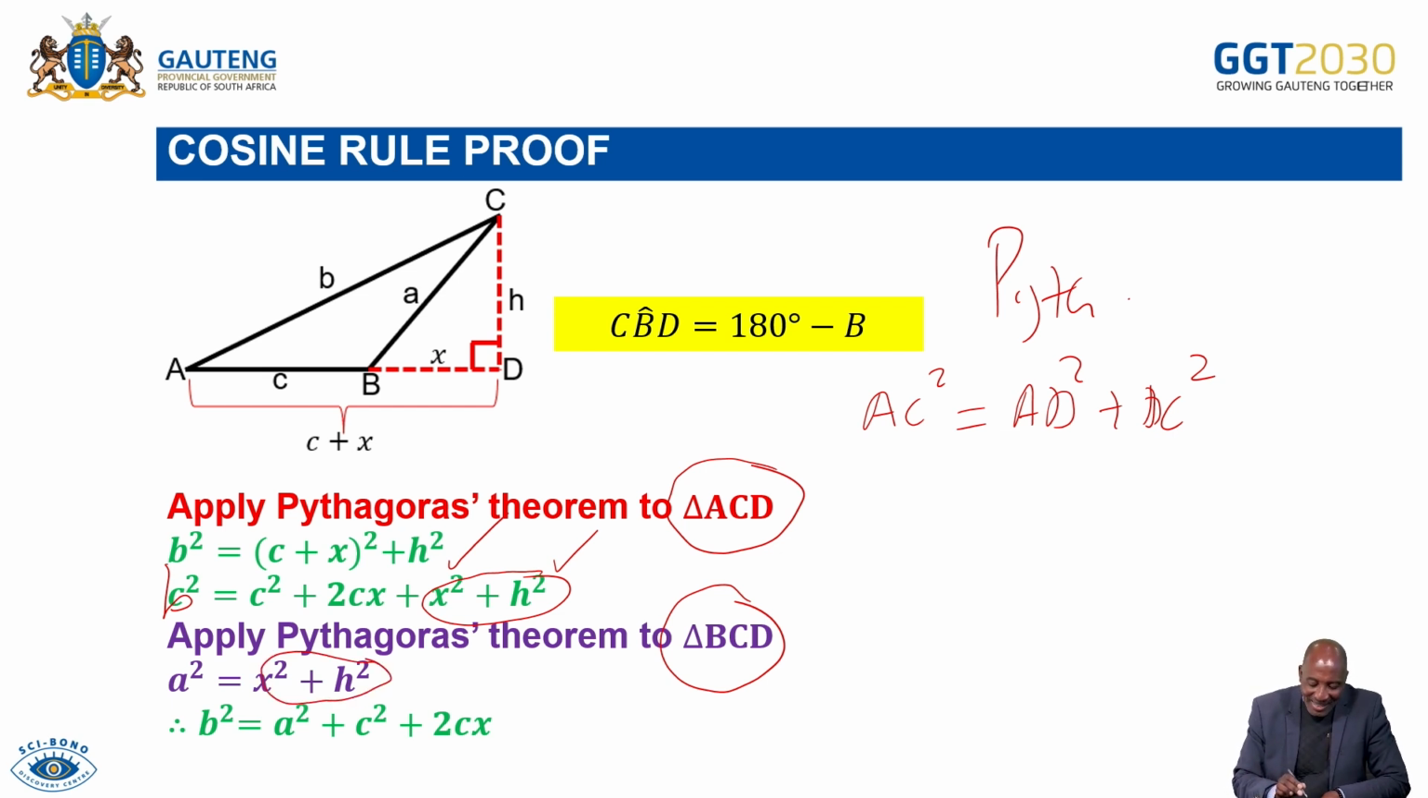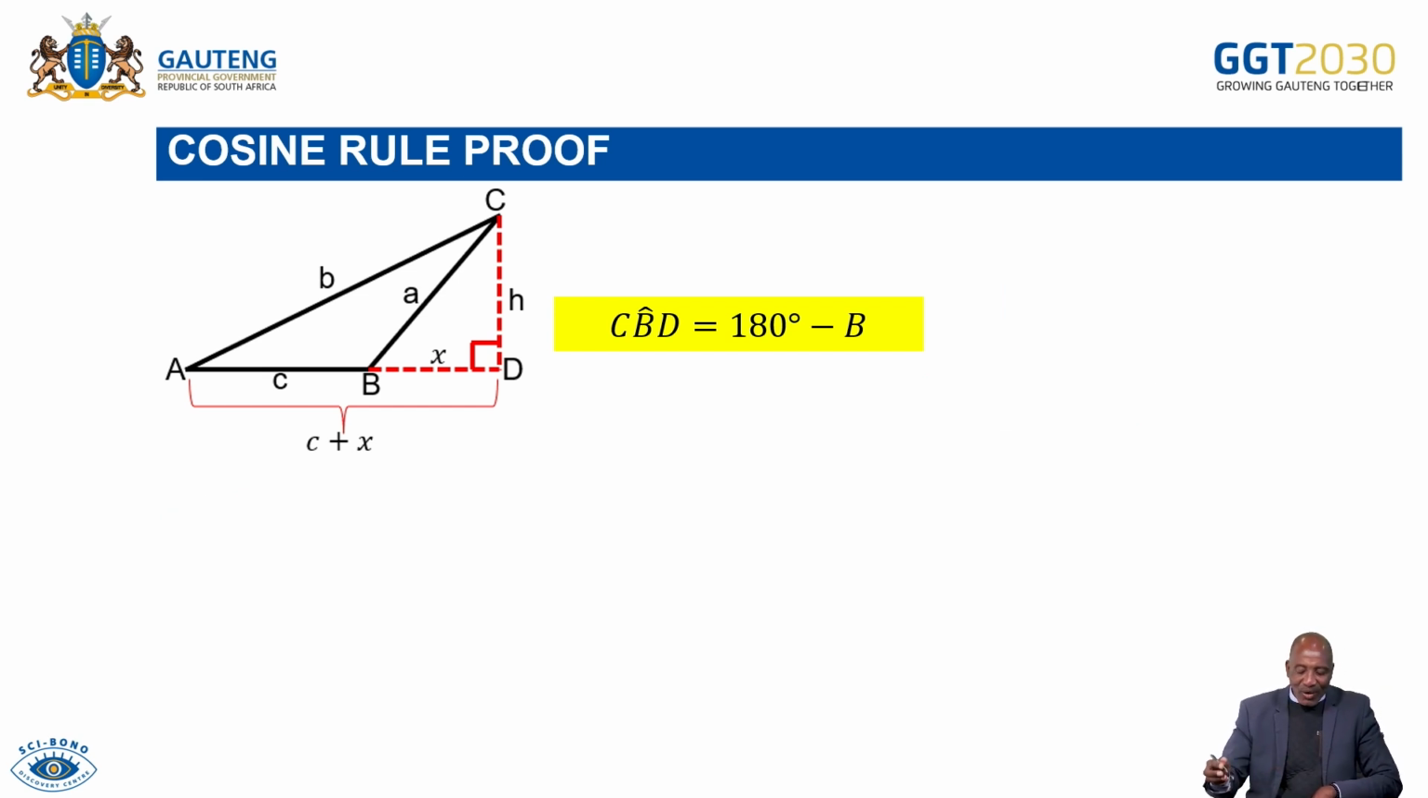So it means our B squared is going to be A squared plus C squared plus 2AX. This time around, it comes with a plus. There is no minus because we extended, moved forward to the outside of the triangle, because our perpendicular height was formed outside, not within the triangle. That's an obtuse angle triangle. Right. Having said that, what are we saying?